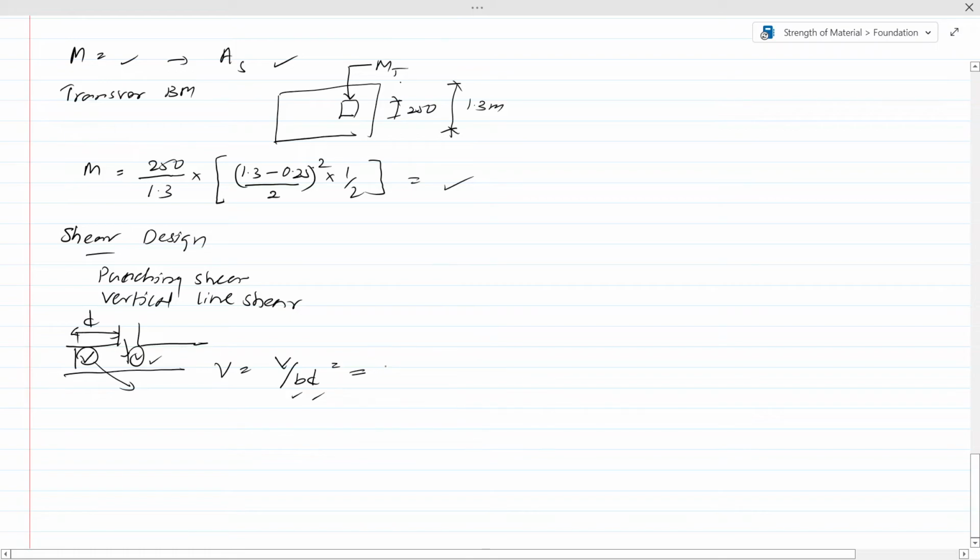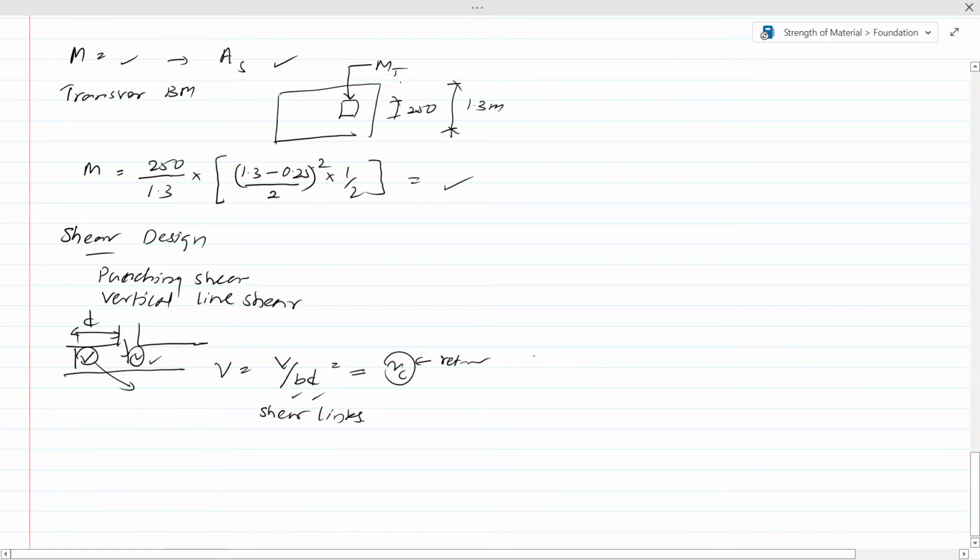Now you have to find the VC, or the shear stress or the shear capacity, from the relevant equation depending on your standard. VC also you have to calculate depending on your standard, and you have to check whether this is okay, otherwise you have to provide the shear links.